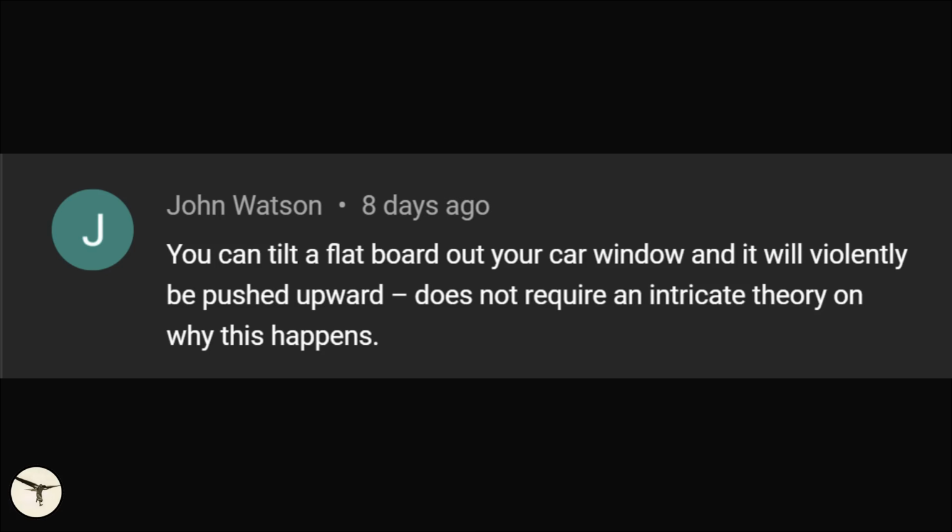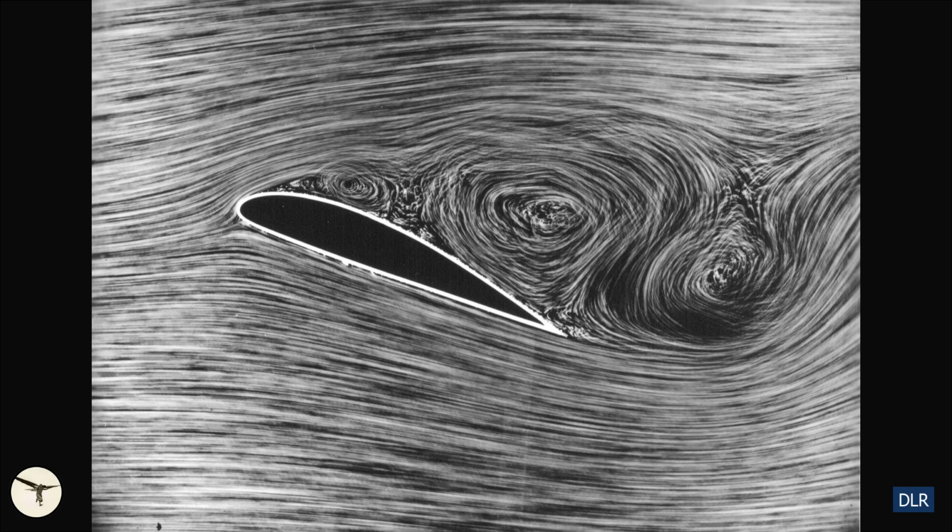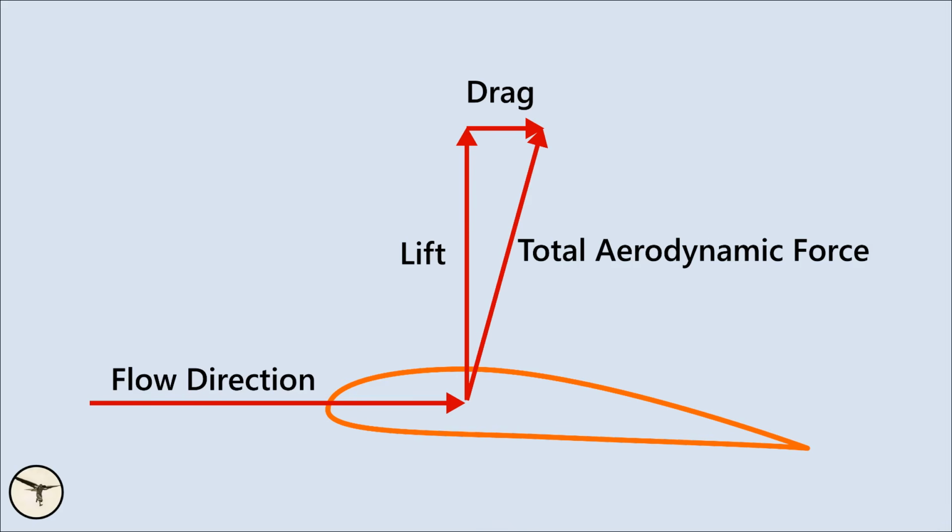You can tilt a flat board out of your car window and it will violently be pushed upward. Does not require an intricate theory on why this happens. Yes, the flat board is pushed upward. But is that how a wing works? Yes, but only when it's stalled. An airfoil can be defined as a body which, when set at a suitable angle to a given airflow, produces much more lift than drag. A flat wing doesn't do that.